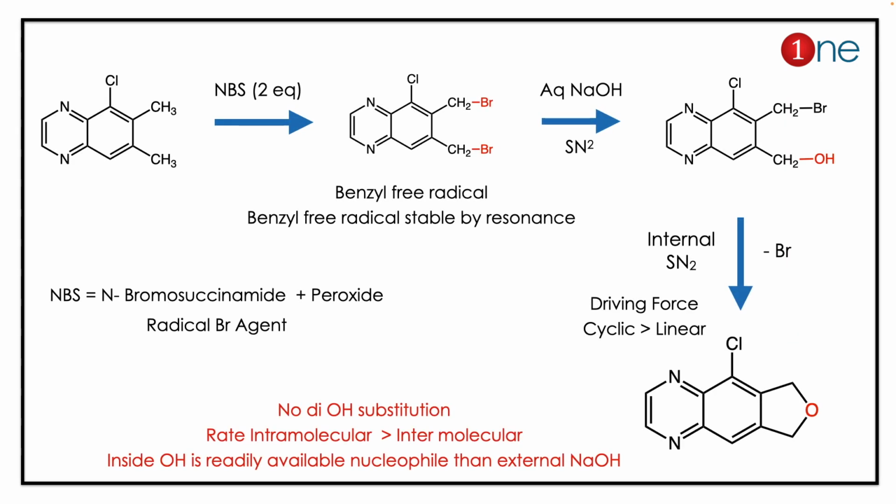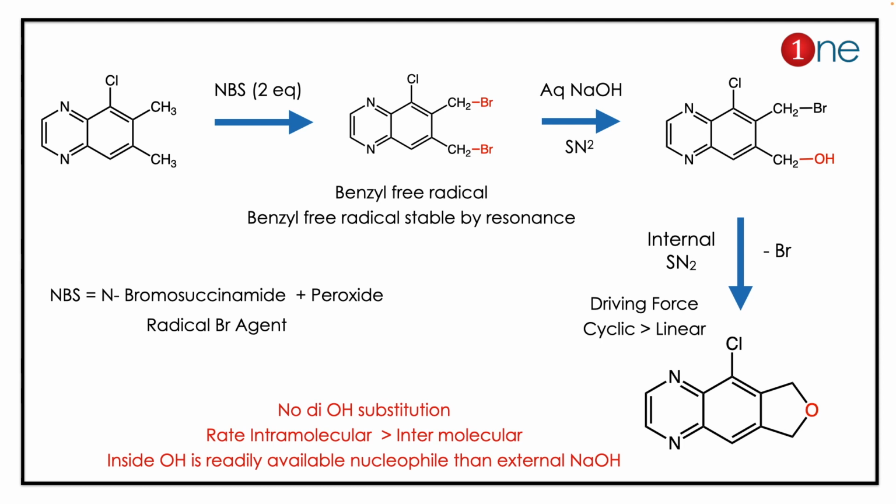Here you are using N-bromosuccinimide. N-bromosuccinimide is basically a radical producing agent in presence of peroxide. So radical bromine is formed. Here there are many possibilities, but bromine in the side chain forms a very stable benzyl radical. So benzyl radical is initially formed, then bromine combines. So bromine is on the side chain.